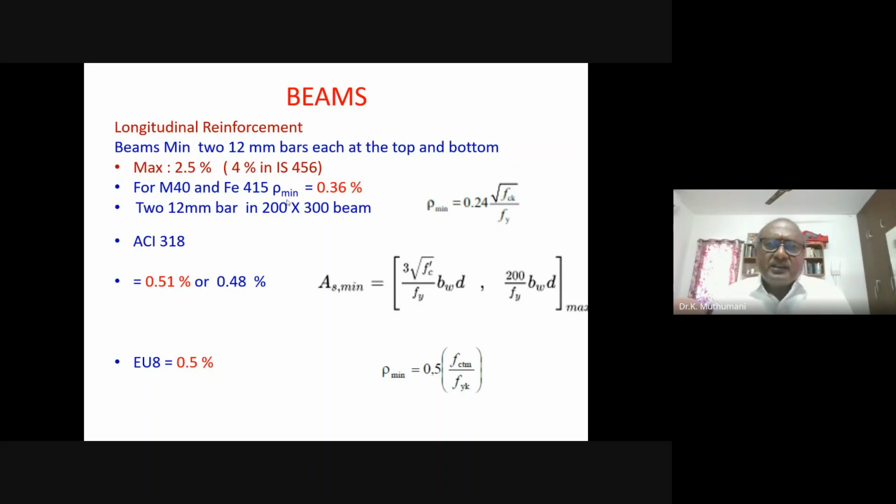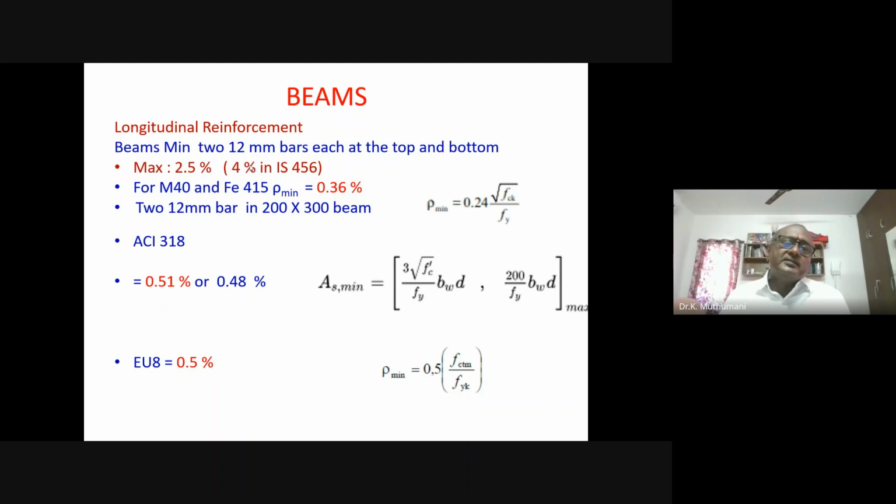The second point that I want to come to here is, what is the maximum percentage? The maximum percentage in the code is about 4%. It is okay if earthquake is not governing, we can't question that. But if earthquake is governing, please understand that. Even if earthquake is not governing and only wind force is governing, but if it is in a higher zone, you should assume that earthquake is governing. So in all those cases, the maximum reinforcement should be only 2.5% as against 4%.